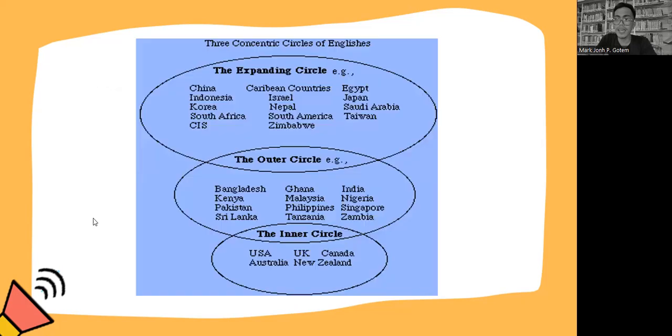Again, sa inner circle, unsa to? ENL ilang gigamit. Sa outer circle, ESL ilang gigamit. Sa expanding circle, EFL ang ilahang gigamit. So kani, unsa man ni siya nga circle? English as a foreign language. Okay, that's right, that's the expanding circle. How about this? English as a native language.